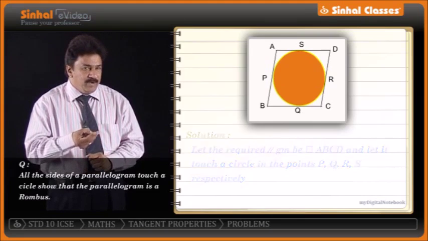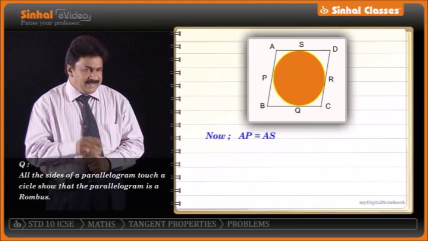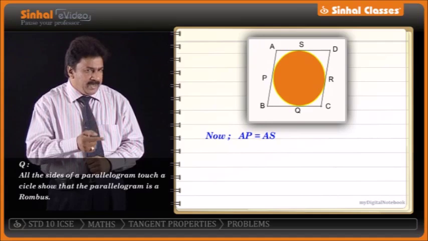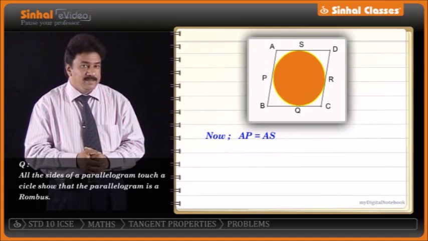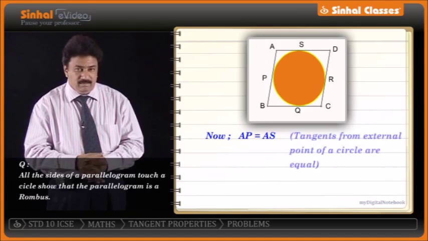The first basic thing you get from this figure is what? AP is equal to AS. Yes, see it very carefully. AP is equal to what? AS. Why do you get AP is equal to AS? Tangents drawn from exterior points of a circle are always equal.